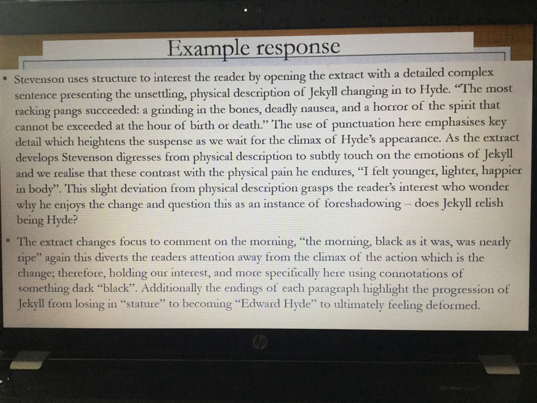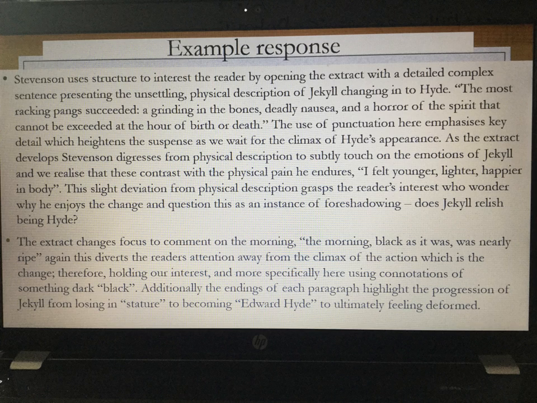An example response. Naturally, this isn't a full answer, but it's just showing you what's expected. It might say the following: Stevenson uses structure to interest the reader by opening the extract with a detailed, complex sentence, presenting the unsettling physical description of Jekyll changing into Hyde. "The most racking pang succeeded, a grinding in the bones, deadly nausea, and a horror of the spirit that cannot be exceeded at the hour of birth or death." The use of punctuation here emphasises key detail, which heightens the suspense as we wait for the climax of Hyde's appearance.